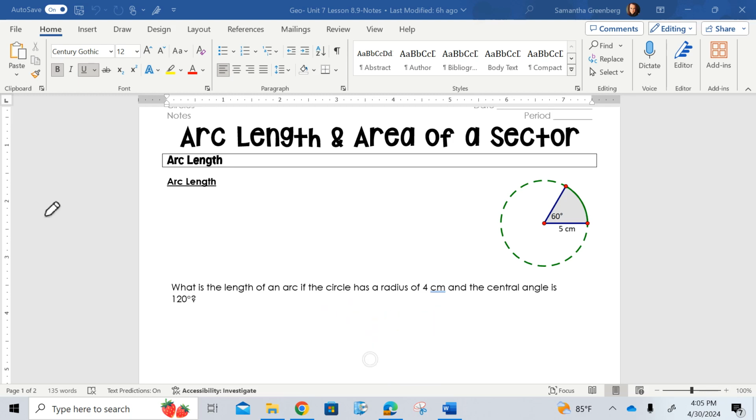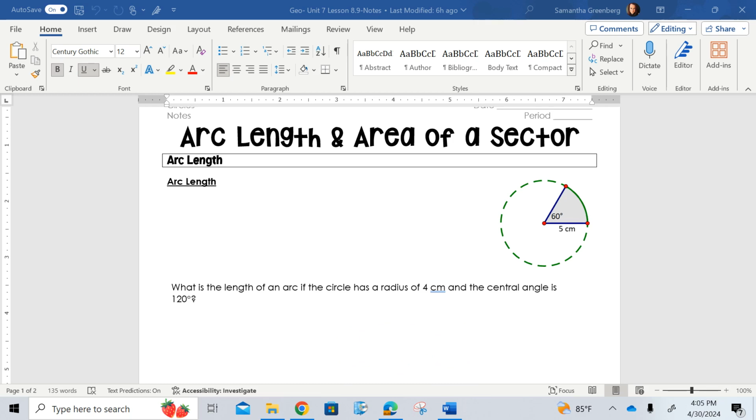So 120 out of 360 is 1/3 times 8 pi. So this simplifies to 8/3, or 2.67 pi centimeters. All right, I hope you got it right.